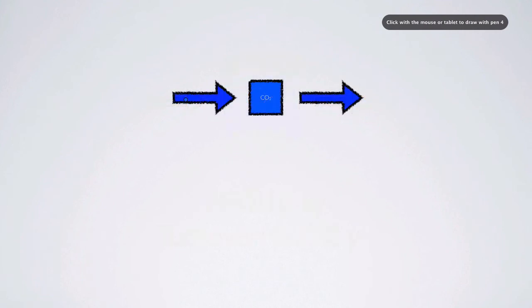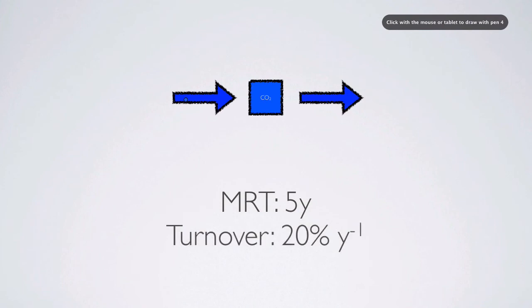In contrast, CO2 has a much smaller pool and much larger fluxes, and as a consequence, the mean residence time of CO2 in the atmosphere is actually only 5 years, and that's a turnover rate of 20% per year. So CO2 has a much lower mean residence time. It turns over a lot faster compared to N2 or O2.